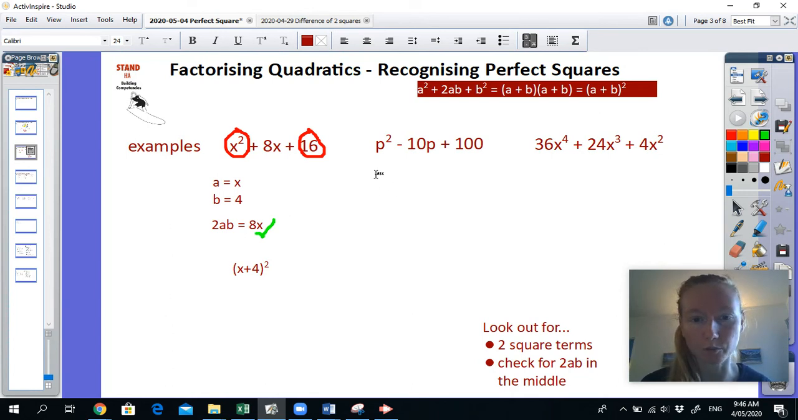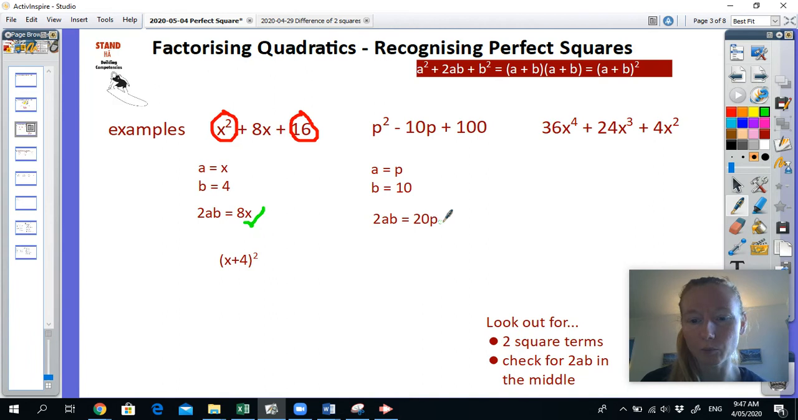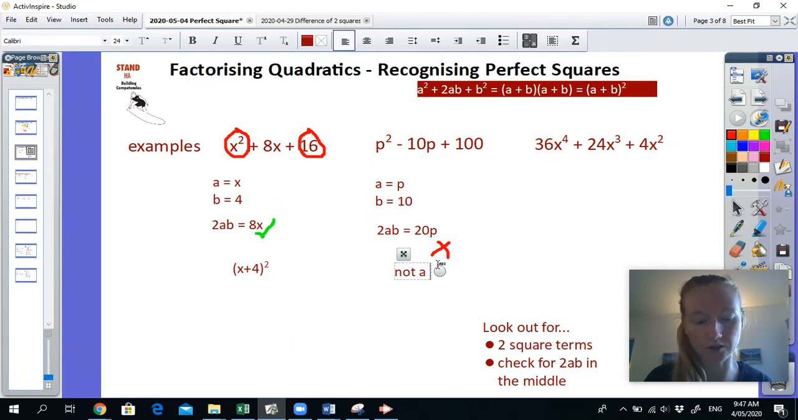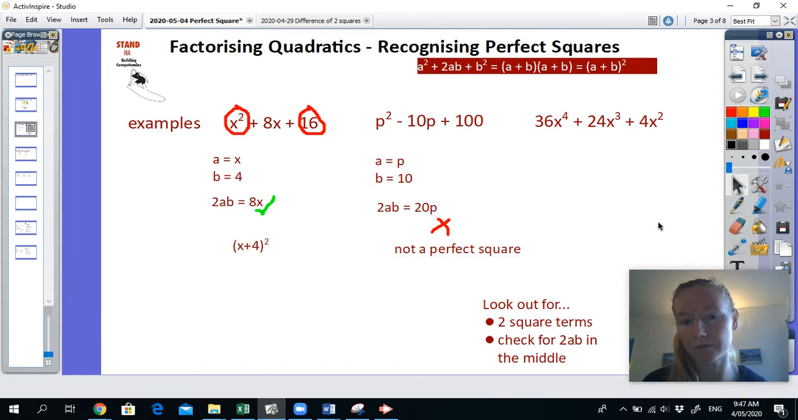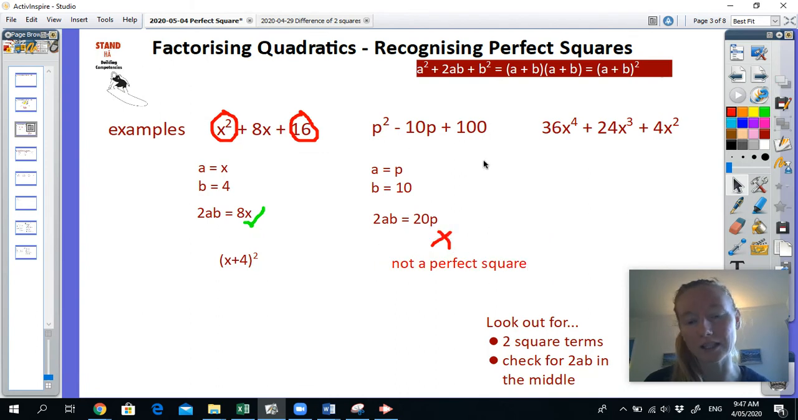So, second example. In this one, we're looking for our two squares. A squared, is that a square? Yes, it is. So a would be p. B would be 10, because 100 is our square that we have here. Okay, and then 2ab, in this case, ab is 10p, so 2ab is going to be 20p. So then we check for 2ab in the middle. Do we have 2ab in the middle? No, we do not. So this one is not a perfect square. Hence, we would need to use a different method to try and factorize that one.